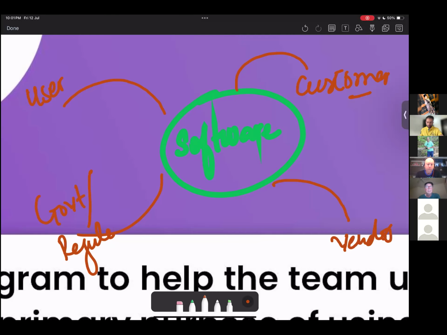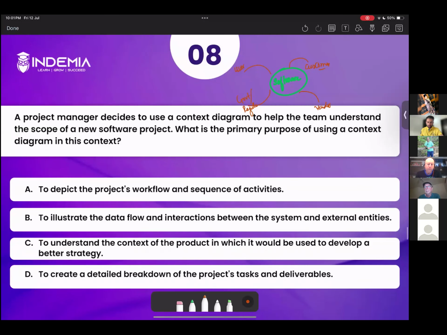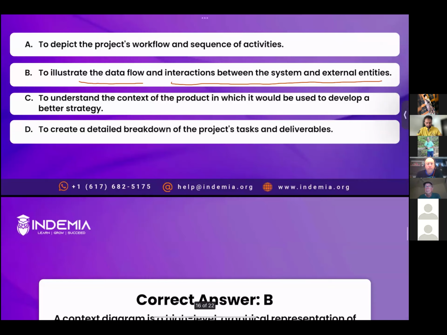So a context diagram is used during the requirement collection stage, and it is used to illustrate the data flow and interaction between the system and external entities. Option C, to understand the context of the product in which it will be used to develop a better strategy? No, it has nothing to do with strategy. It's just a requirement elicitation tool that we use to understand requirements at the time of scope definition. So the correct answer is option B. Let's read the explanation.